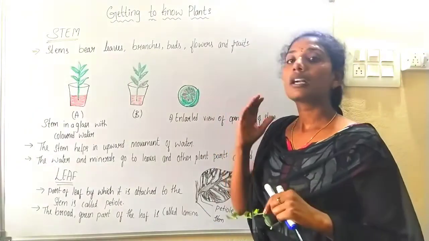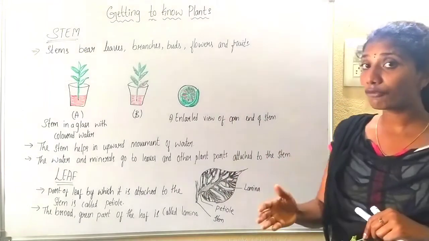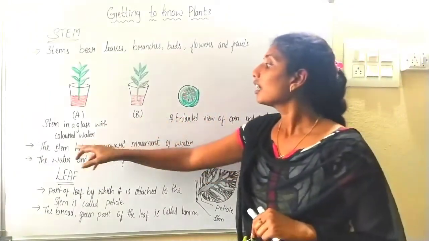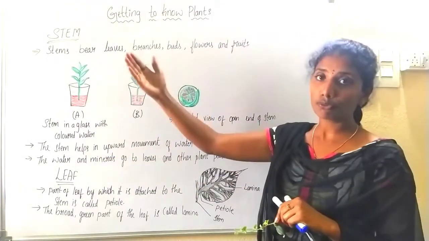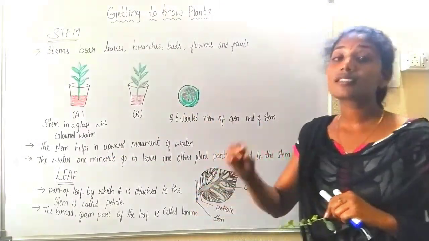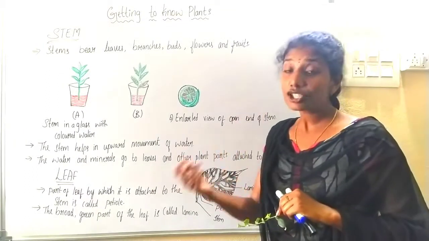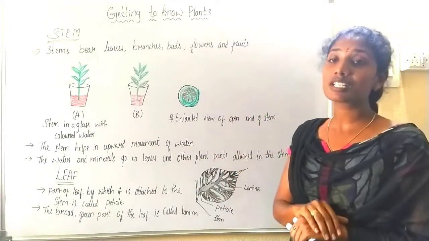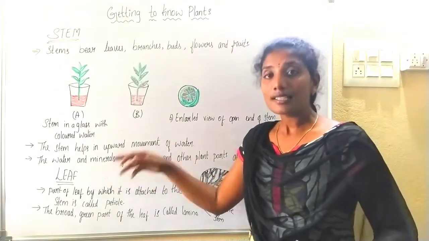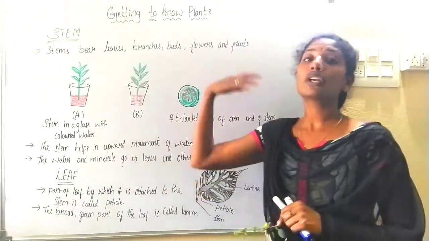Yes. So by this you are very clear what the function of the stem is here. A stem helps in the upward movement of water. So the minerals and the water, which are essential for the growth of the plant, all these essential substances will be transported by the stem to the different parts of the body.